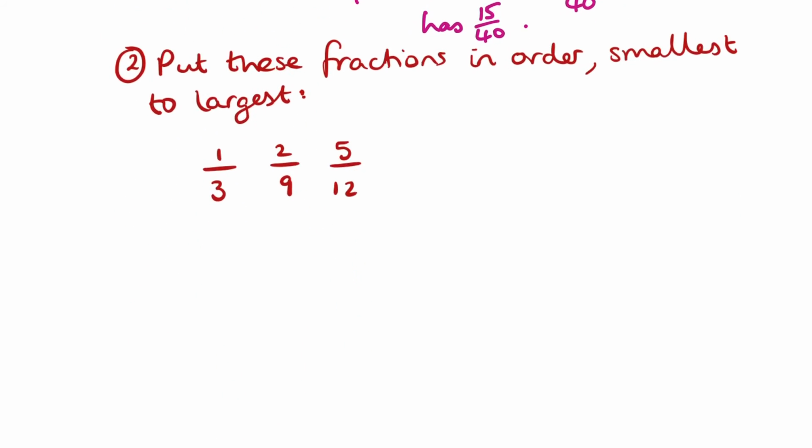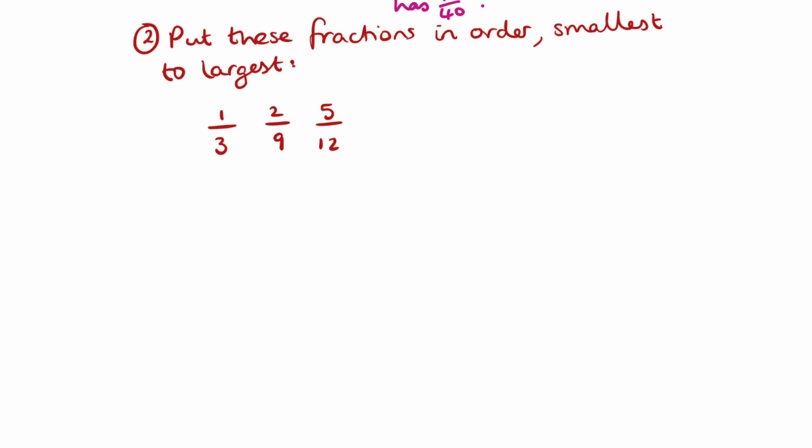Right, next one. Put these fractions in order, smallest to largest. So we need to do the same as we did with the last 2 fractions. We need to find a common denominator. Okay, so we need to find a number that is in the 3 times table, that's in the 9 times table, and it's in the 12 times table. So what I reckon is the easiest way to do this is to pick the biggest number, okay, and start writing down the times table. So 12, 24, and then have a think.